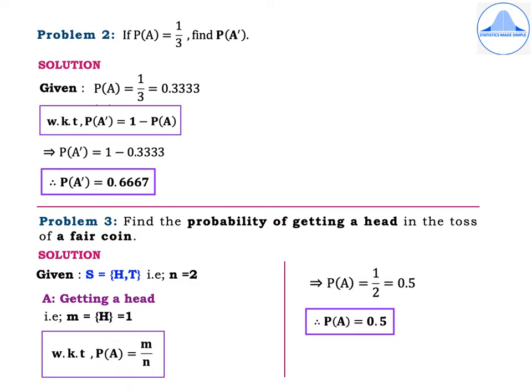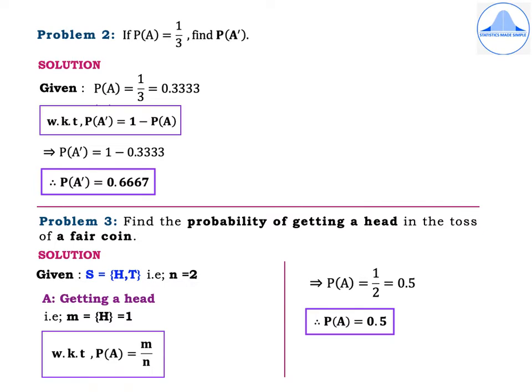0.3333. Then write the formula. We know that P(A') is equal to 1 minus P(A). So here A is an event and A' is its complementary event. Which implies P(A') is equal to 1 minus 0.3333. Therefore, P(A') is equal to 0.6667.